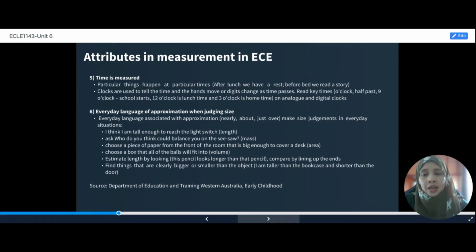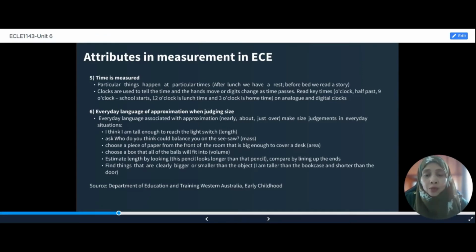Another thing, we can use the routine of our life as a measurement as well. For example, after lunch we have rest. Before bed we read a story. So that is called time measurement. Okay, so kita berikan mereka the time measurement awareness by getting into the standard routine or schedule.